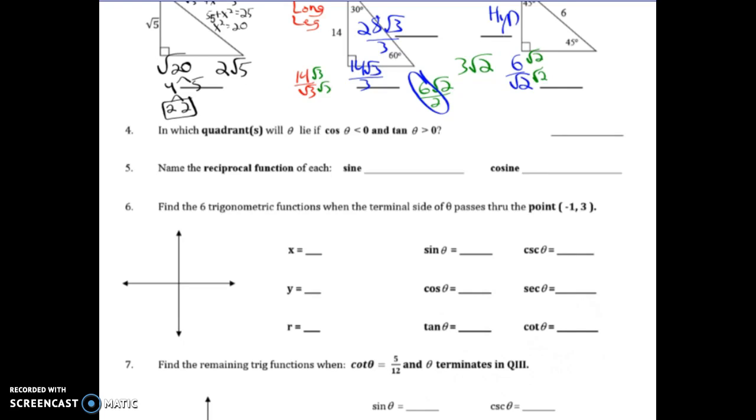Okay. In which quadrants will theta lie if cosine is less than 0? That's a fancy way of saying that it's negative. And tangent of theta is greater than 0. That's a fancy way of saying positive.